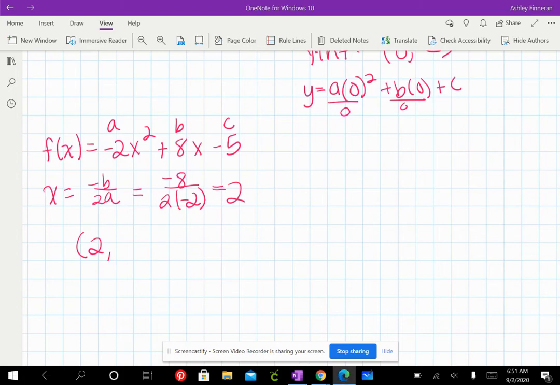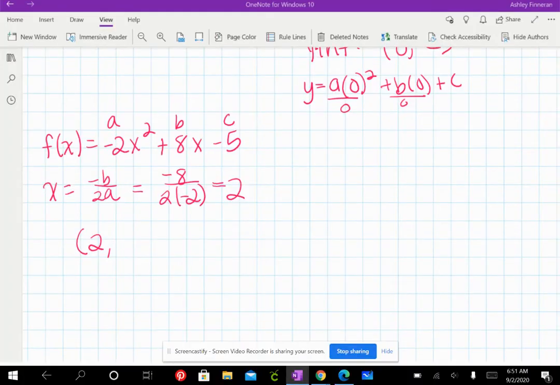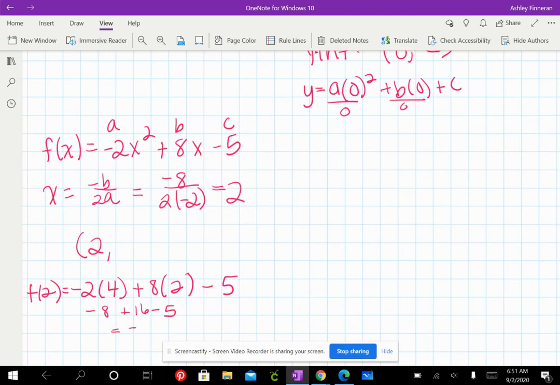And to find any y value, if you know the x value, just plug it in. So this is f of 2. Negative 2 times 2 squared plus 8 times 2 minus 5. So that's negative 8 plus 16 minus 5. And I believe that's negative 3. So that would be 8 minus, oh, no, it's positive 3.